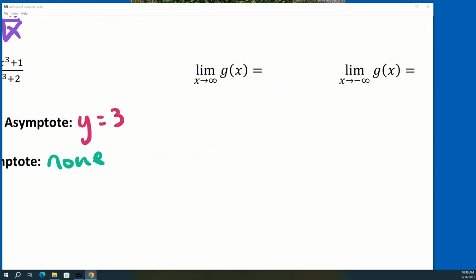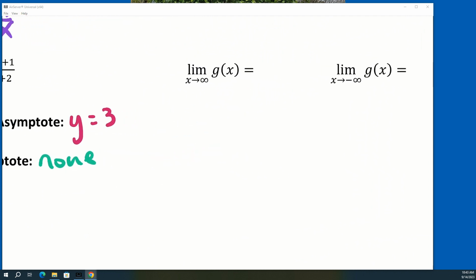All right, what do you guys think about those two limits? They're both 3s because that's what a horizontal asymptote means. As you go out, you're going to get closer and closer to 3.